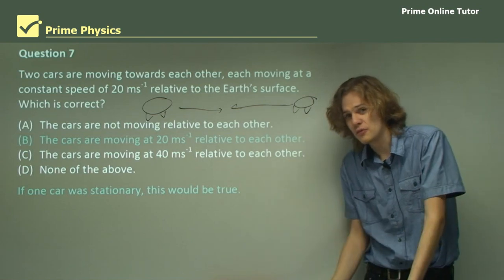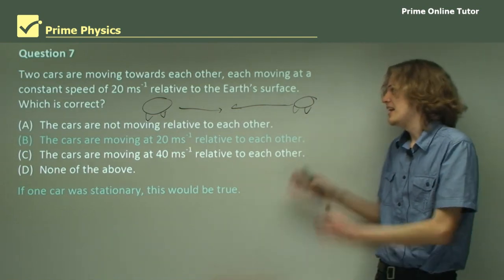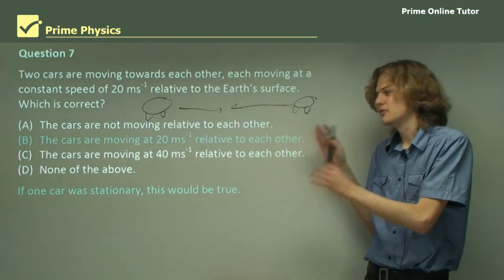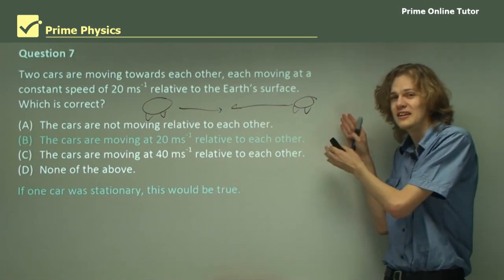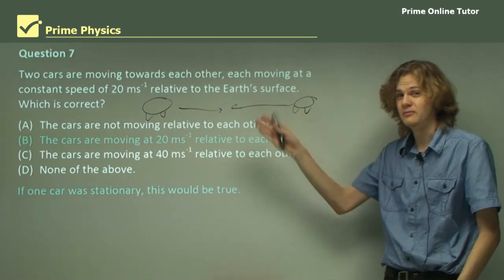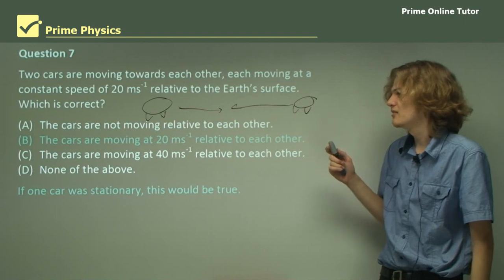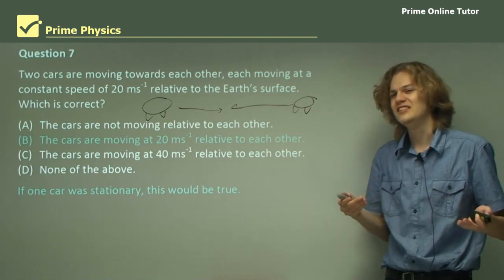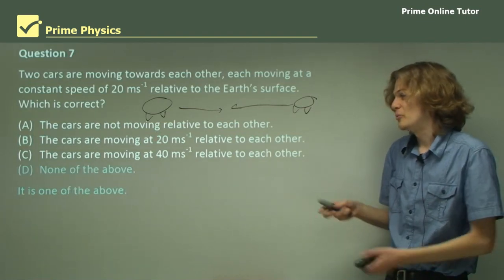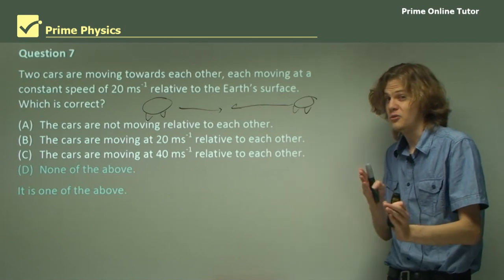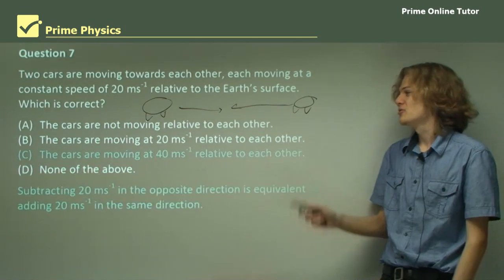If we're standing on the Earth's surface and we're saying that we're stationary, then each of them is moving at 20 meters per second relative to us. And so if one car was stationary, then each would see the other moving at 20 meters per second. But because they're both moving together, this isn't the case. Could it be D, none of the above? No, it couldn't. And the reason for that is because it's C.